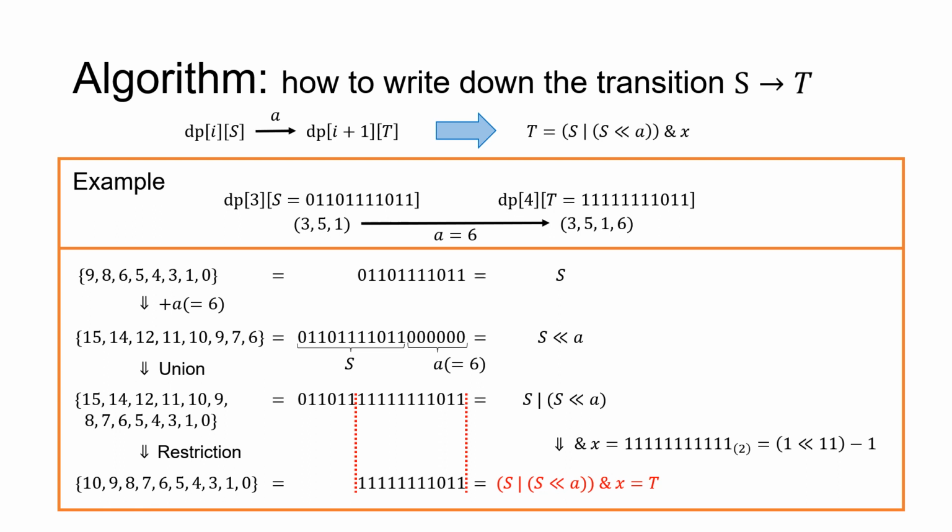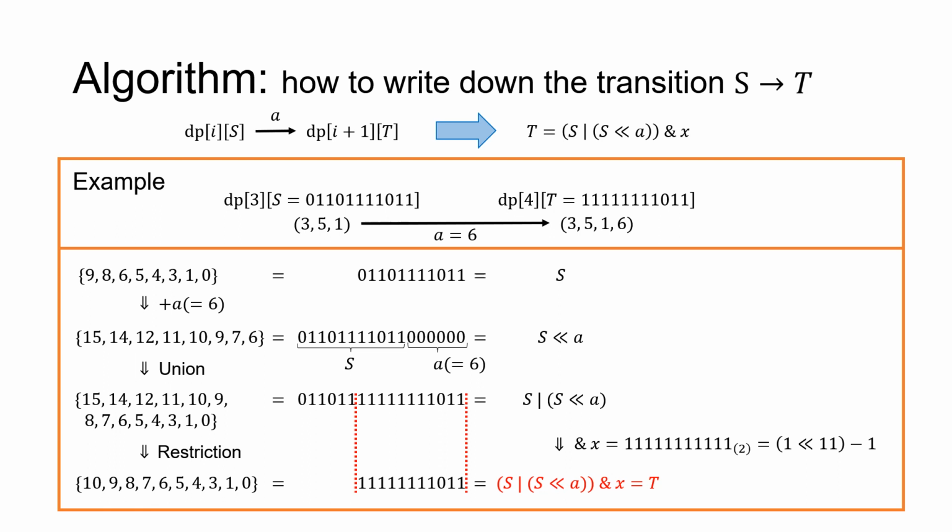This process is easy to express in the binary system. First, to add variable a to each element in S, we just shift S to the left a times. Then we take a bitwise OR of S and left shifts of S by a to obtain the union of the two sets.